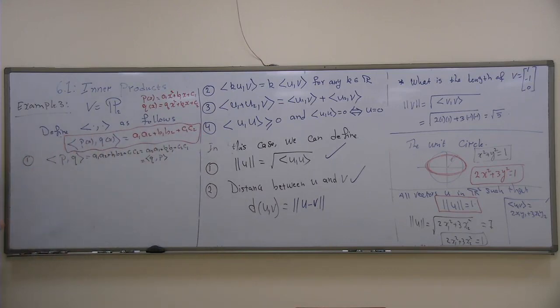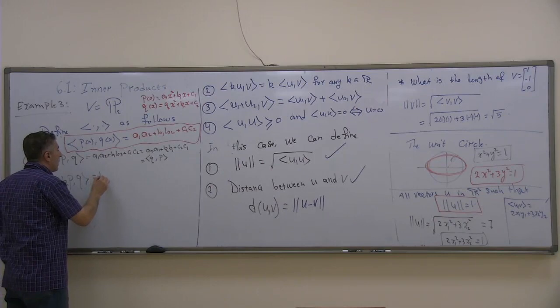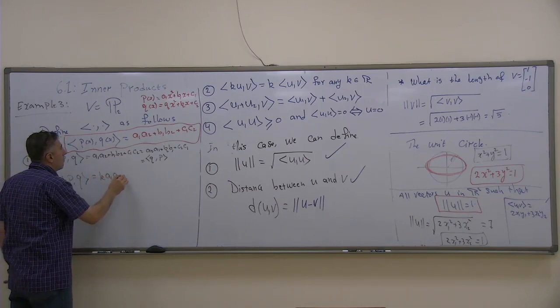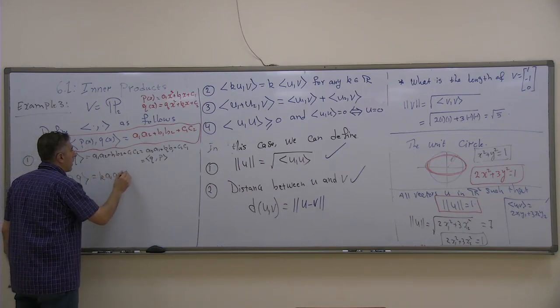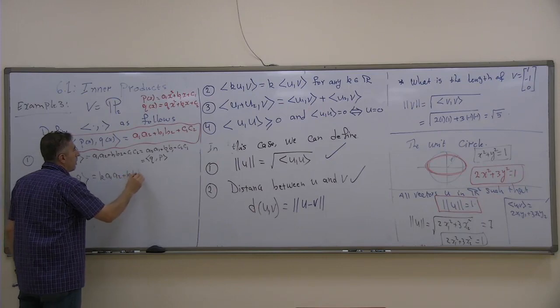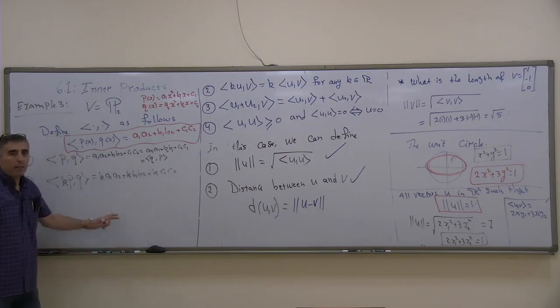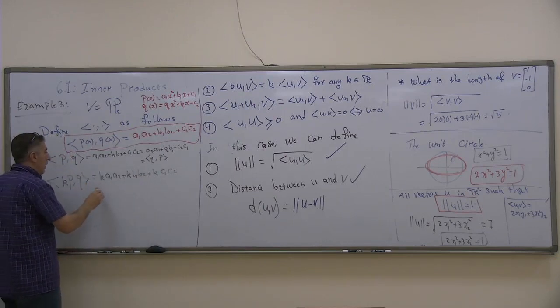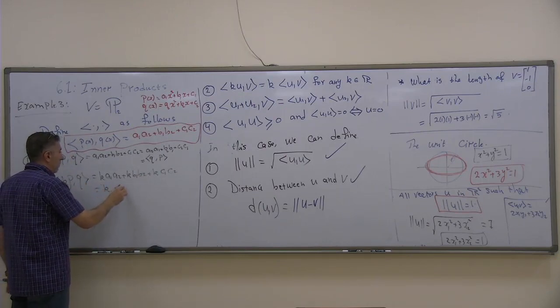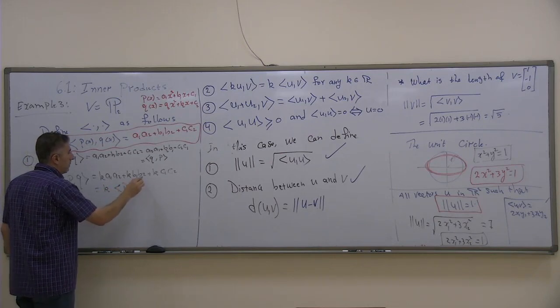Number 2. What happens if I multiply P by K? Well, it means K A1 A2 plus K B1 B2 plus K C1 C2. Again, take this K out and you get K times the inner product of P and Q.